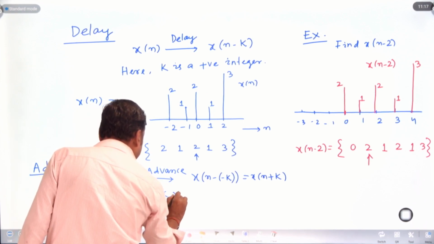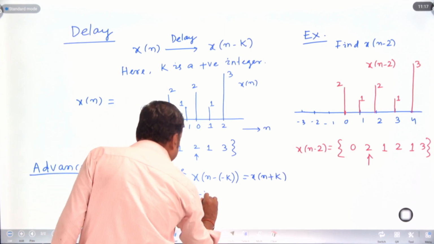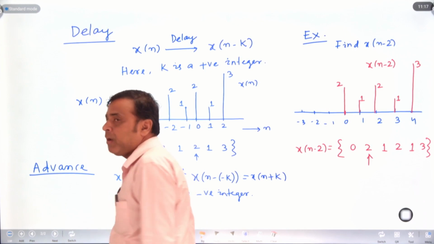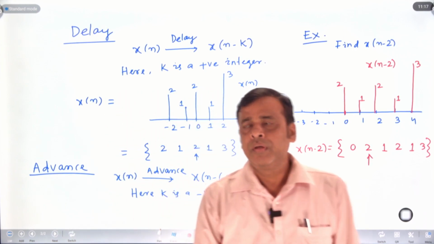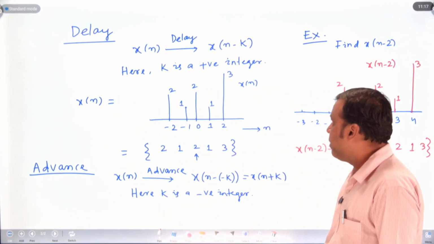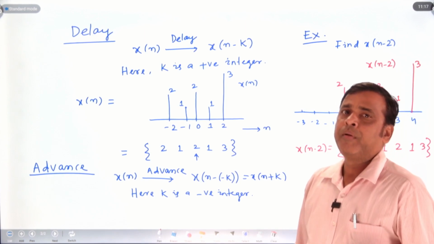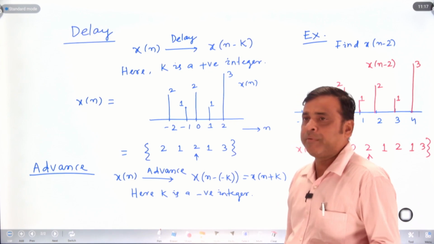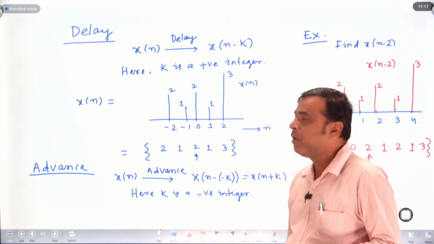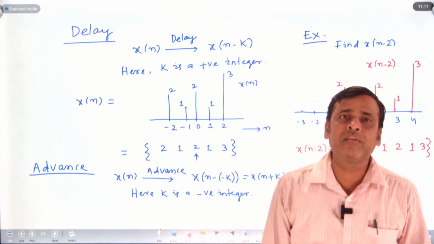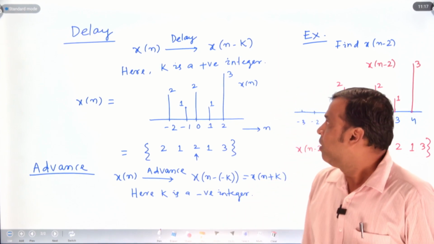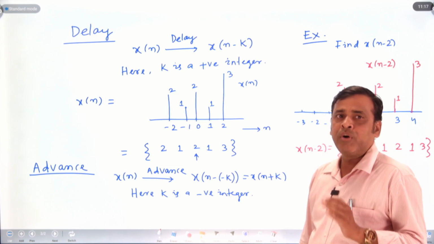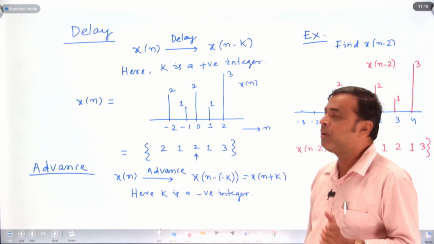Here k is a negative integer. As far as shifting is concerned, it is very, very important. A student might put it slightly wrong. If you make a slight mistake between delay and advance, your entire calculation will be wrong when you perform convolution, correlation and so on. So shifting is very important, and it is very easy, but you have to look at whether it is a delay or an advance.